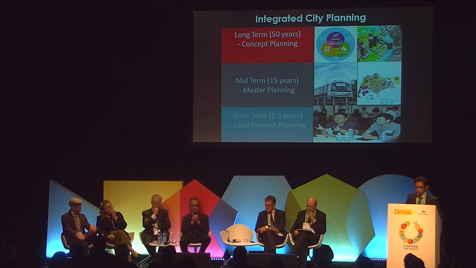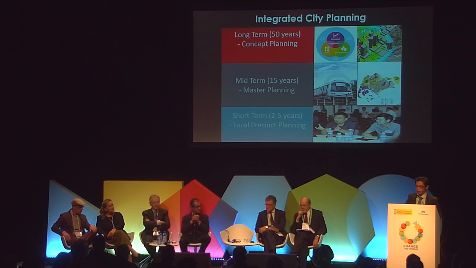Following the long-term planning, we have the mid-term planning, which we call the master plan. This is where we plan for the next 15 years, and this is where we plan detailed land use for the whole of Singapore. And for the short term, in the 2 to 5 years, we work very closely with stakeholders, and this is where we discuss local planning issues on a regular basis.